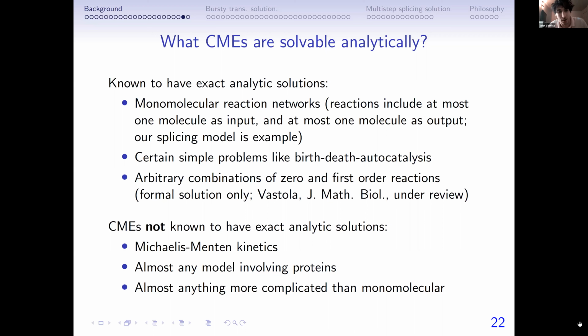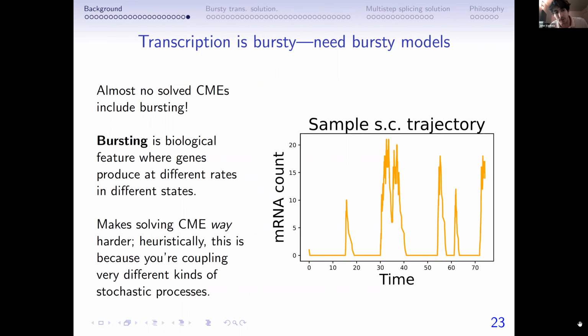Generally, anything more complicated than monomolecular is kind of a problem. And even worse, generally speaking, most of the CMEs that we know how to solve don't include bursting. Bursting is this biological feature that turns out to be important for understanding transcription and splicing dynamics, where you imagine a gene, instead of just producing RNA at the same rate all the time, maybe it has different states that it switches between. Usually these are called like on state and off state, or maybe there's more than 2.